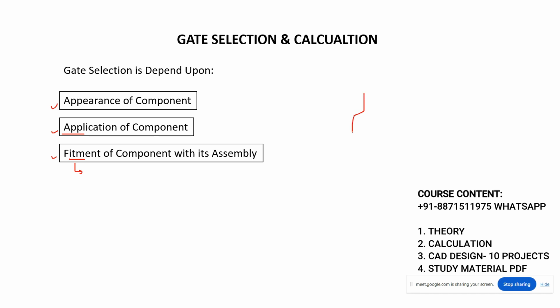For example, you have a bottle like this, and for this header you have to design a cap. So there should be a fitment between this component and this component, right or wrong? This is the fitting. So this will become the male part, this will become the female part. Understood? So gate selection depends upon three things: appearance, application, and the fitment of the component with its assembly.